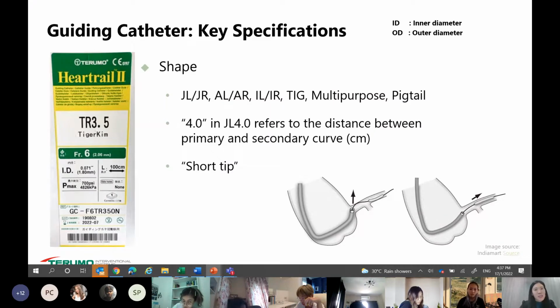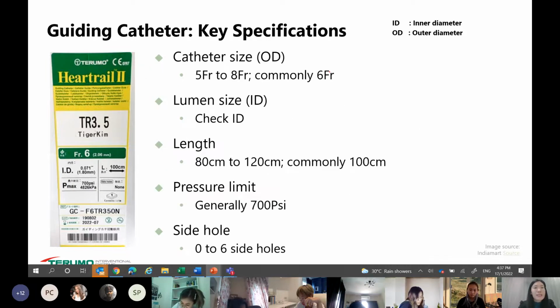So I think the key specifications are quite standard. The shape itself, and the catheter size, which is bigger. As I mentioned previously, the treatment devices are going to be inserted through the guiding catheter, so catheter size is typically bigger. Lumen size is definitely bigger also. Length is the same, 100 cm. Pressure limit is not so important because we are not focused so much on contrast media injection. It's about 700 psi. It may have some side holes also.